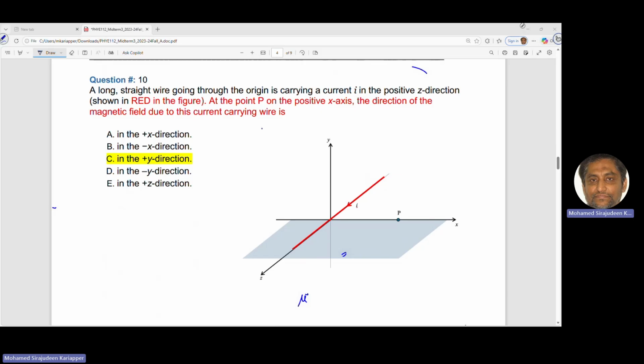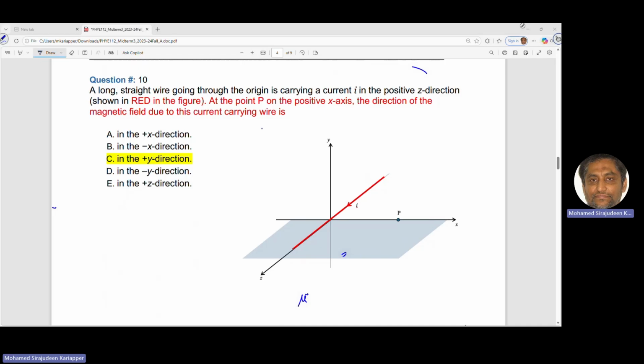How do I know experimentally? You take a compass. The compass will point in the direction of the magnetic field. So when you take the compass here, what direction will it turn? It will turn like this, right? Because that's the circle. When you keep it here, it will be like this. If I keep it here, it will be upward. So you get the point? Now you know the answer.